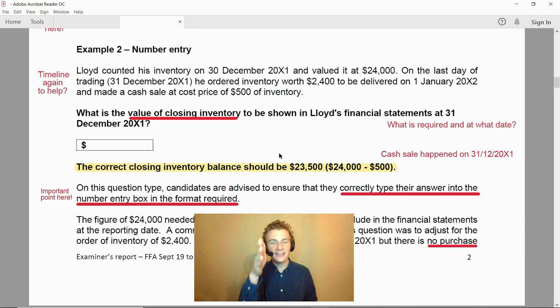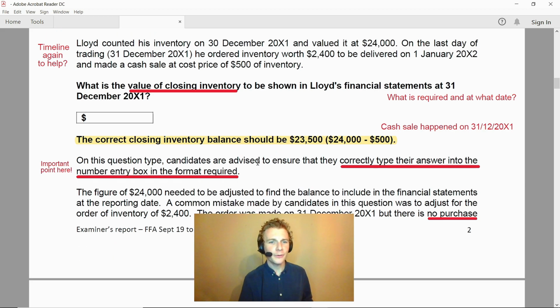So 31st of December 2001, we know we've got an event afterwards, but just be careful of the wording up there as well. So you can see on the screen here, we've got the correct closing inventory balance should be 23,500. Now the mistake which people will have made on this, especially from reading it through, is have a look at the requirements. So it says on the last day of trading, 31st of December 2001, so that's in the year end, he ordered the inventory and they then made that cash sale. So it's going to be reducing that closing balance on there. That was likely to be missed.